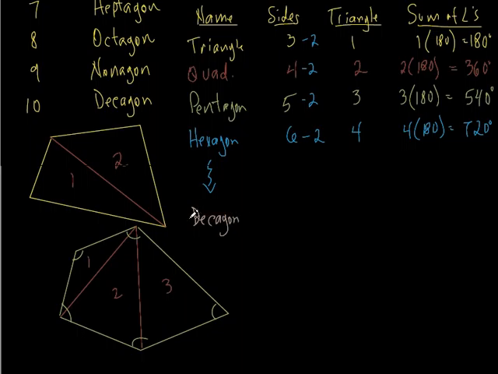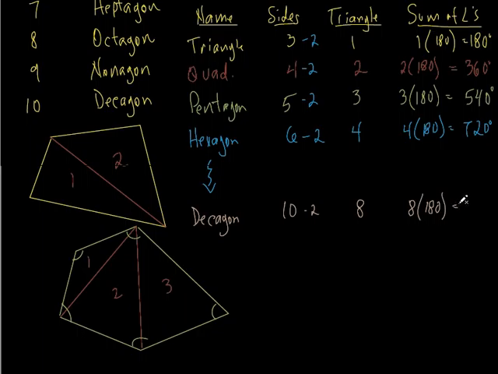How many sides is a decagon? 10 sides. Okay, what do I do to find out how many triangles after I draw all those things? 10 minus 2 is 8. That means I have 8 triangles inside of a decagon. Does it make sense? If I have a diagonal from one vertex, I have 8 triangles. So what do I do? 8 times what? 180.